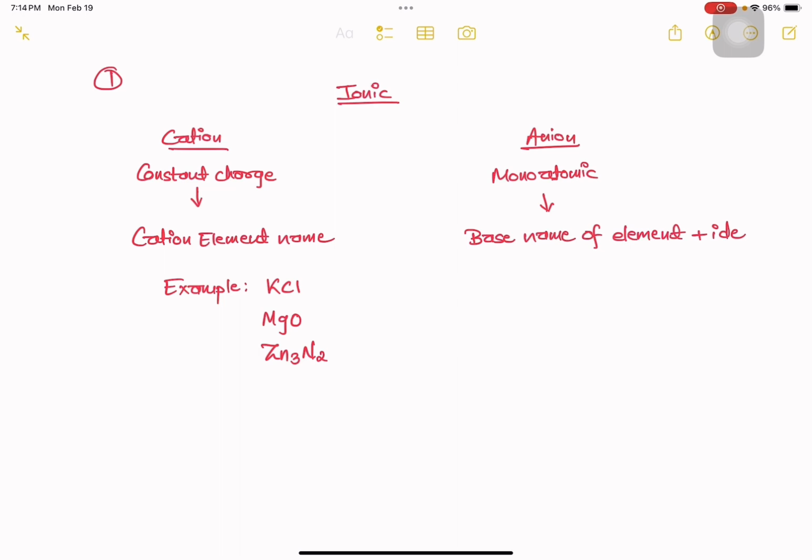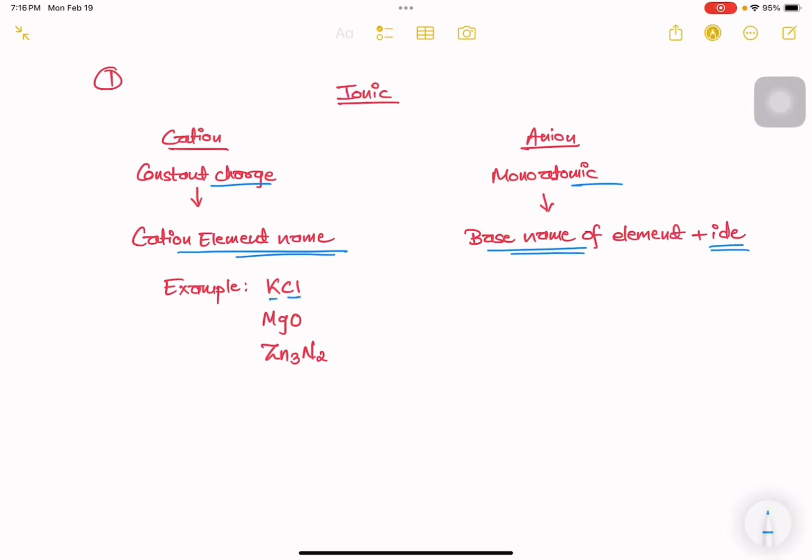Now what if the cation has a constant charge and the anion is monoatomic? All the metals from group 1 and group 2, as well as aluminium and the 3 transition metals that I mentioned earlier, all of them have a constant charge. So we write the cation element's whole name, and for the anion we write the base name and add IDE at the end.